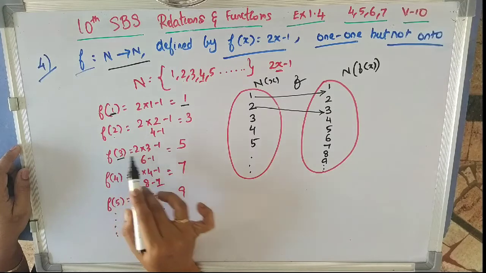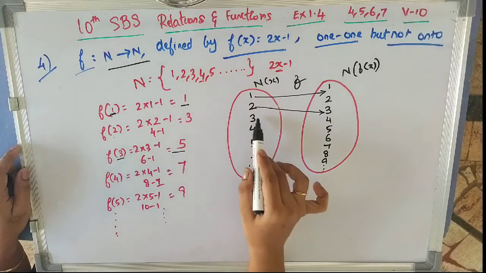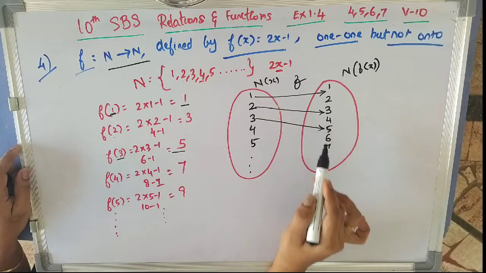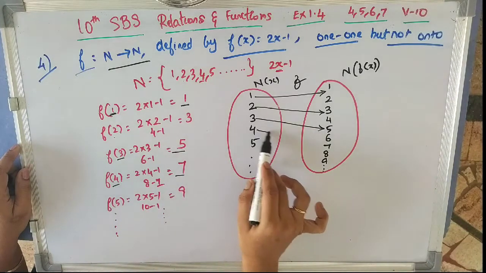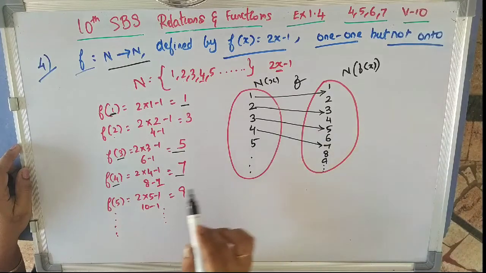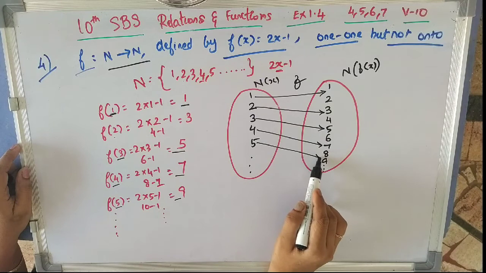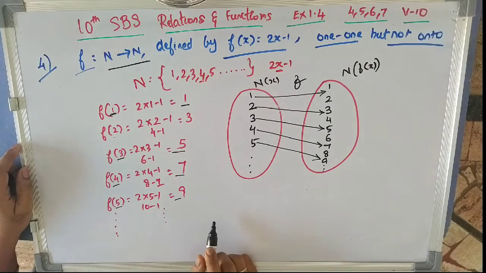When x is equal to 3, f of 3 is 5. So, the image of 3 is 5. When x is equal to 4, f of 4 is 7. Very good. So, the image of 4 is 7. When x is equal to 5, f of x is 9. So, the image of 5 is 9.